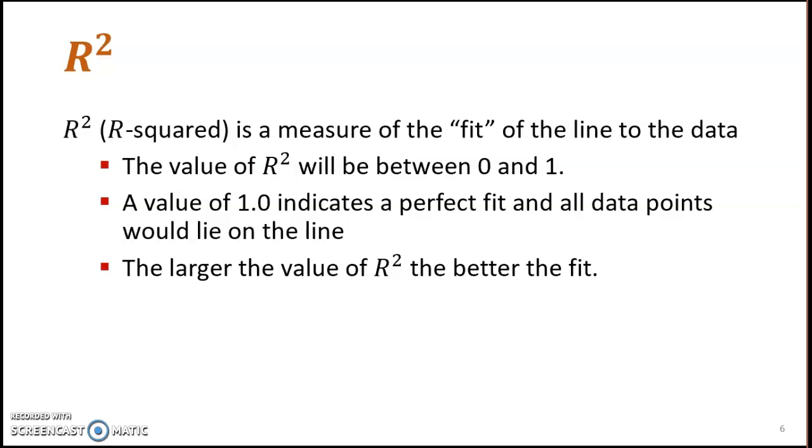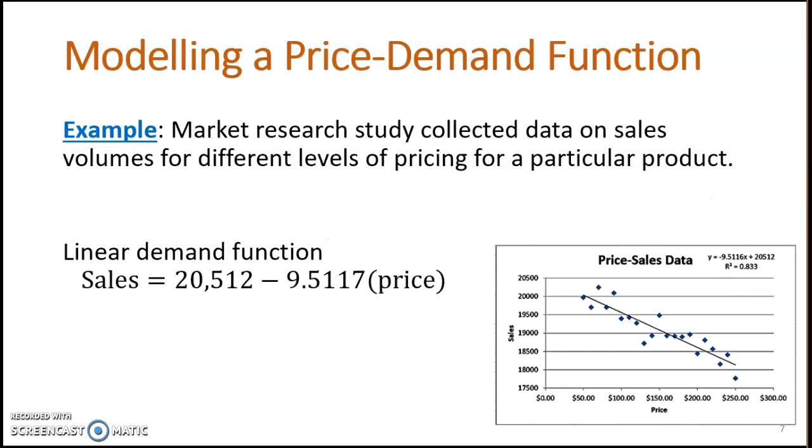R squared is a measure of the fit of the line to the data. The value of R squared will be between 0 and 1. The larger the value of R squared, the better the fit, and if it is 1, all data points will lie on the line. Trend lines can be used to model relationships between variables and understand how the dependent variable behaves as the independent variable changes.